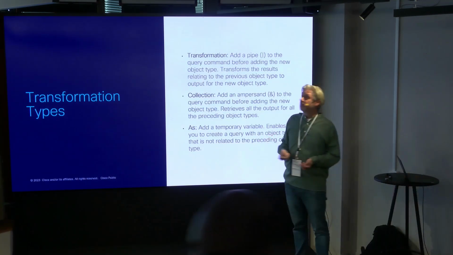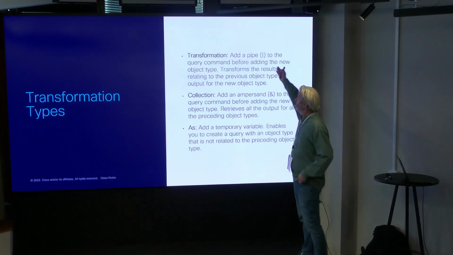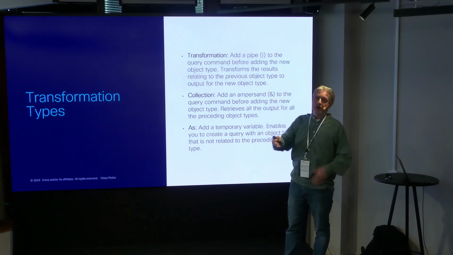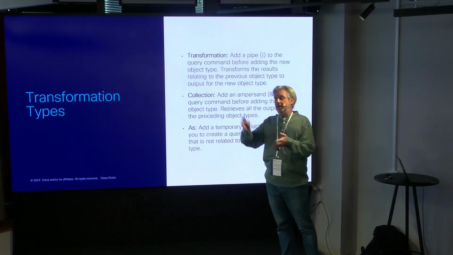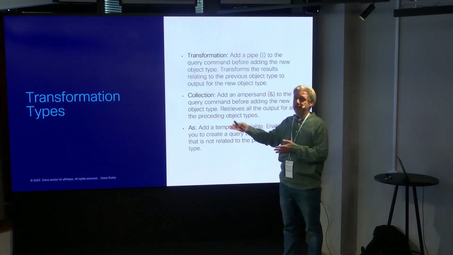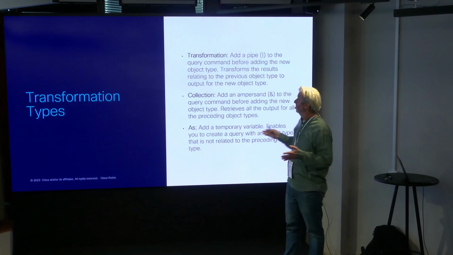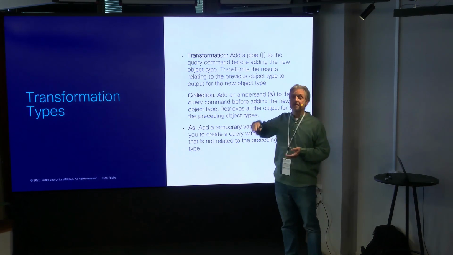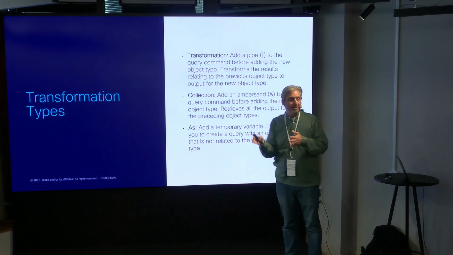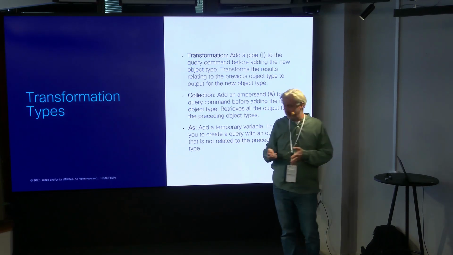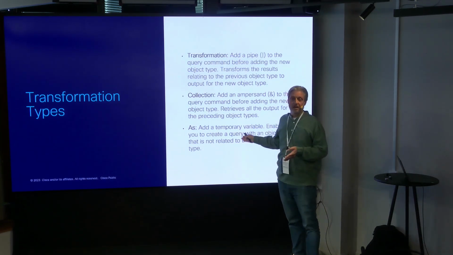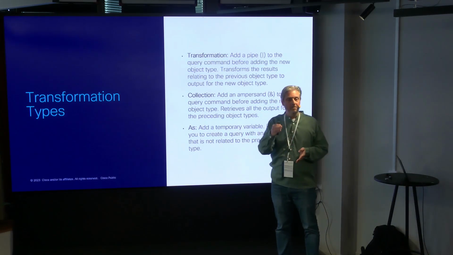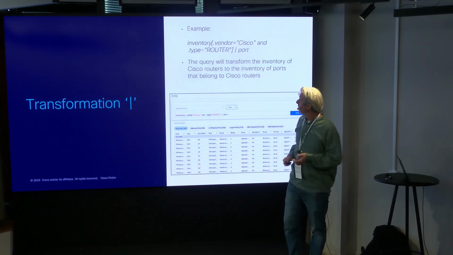So what are the different types of transformations we have? We have the pipe. Pipe is a simple transformation, as we saw in the example. We see it again in a minute. So I start with one object, with a link, and then I use the pipe port, and I will get only the ports of the links. We can have a collection using the ampersand. If I use the ampersand, we'll have both objects, we have the links and the ports. And we can also use temporary variables that will make our queries shorter and much more readable. So let's see exactly how we do it.